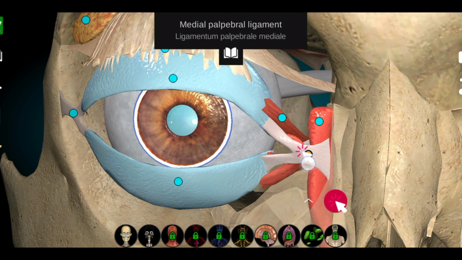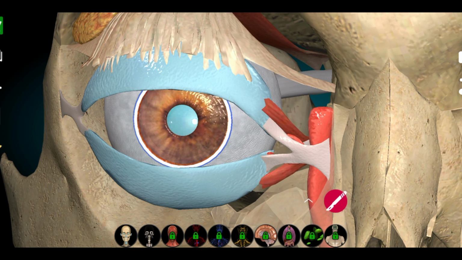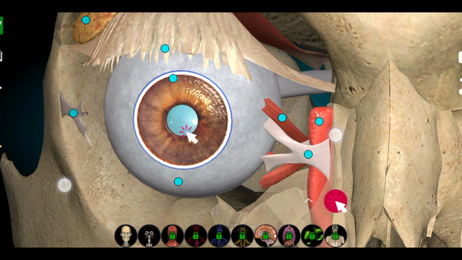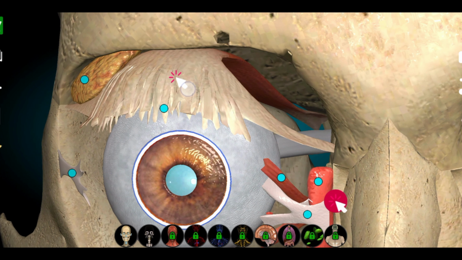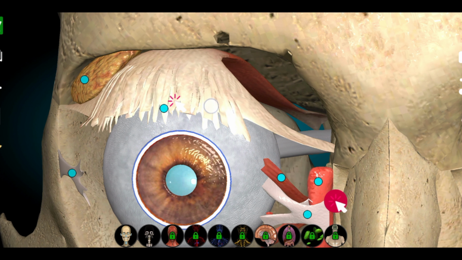Now here you can see on this medial part there is the medial palpebral ligament connecting the palpebrae. Now if we just remove them, another thing, here you can see that this is called the levator palpebrae superioris. This is a muscle which helps to elevate the upper eyelid.